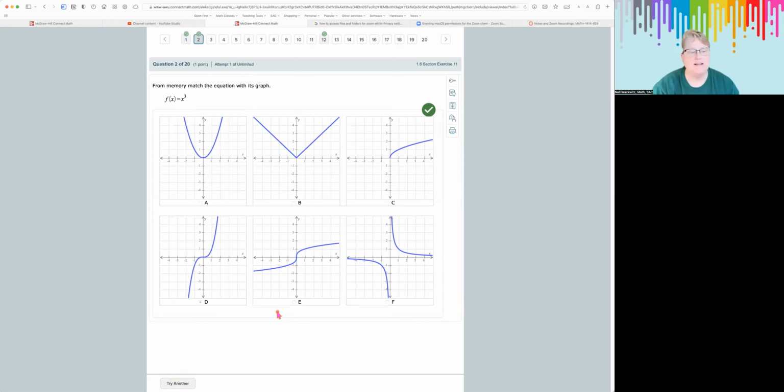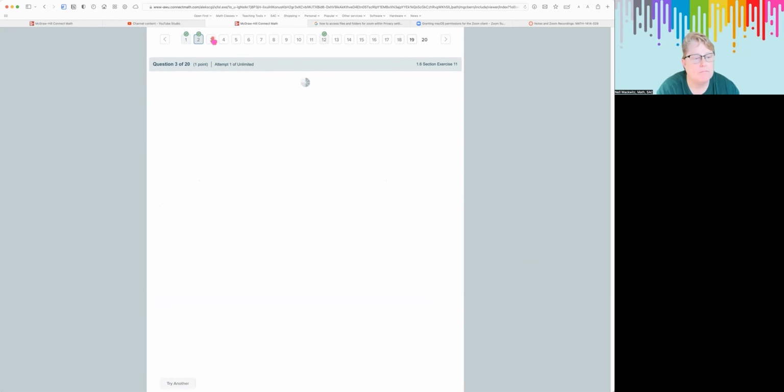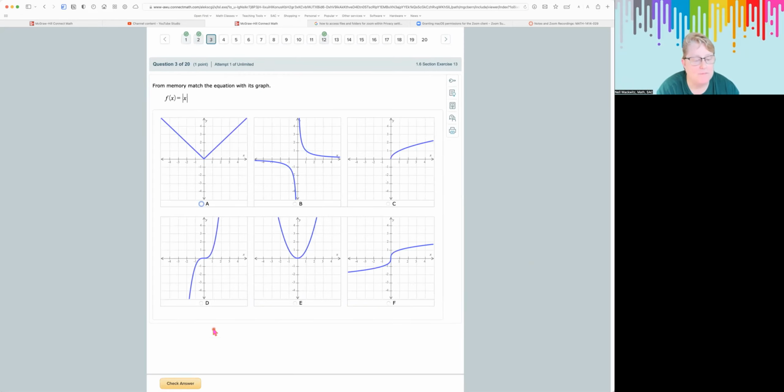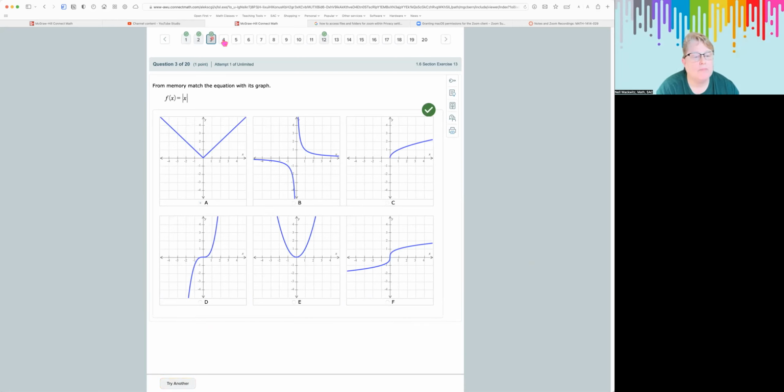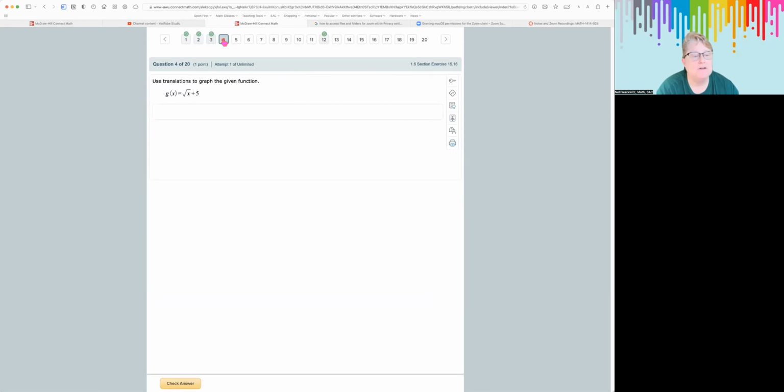Absolute value. Do any of these graphs match absolute value? Awesomely, yes. And then I think we start doing translations.